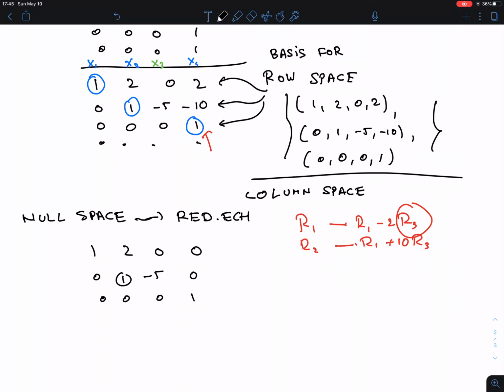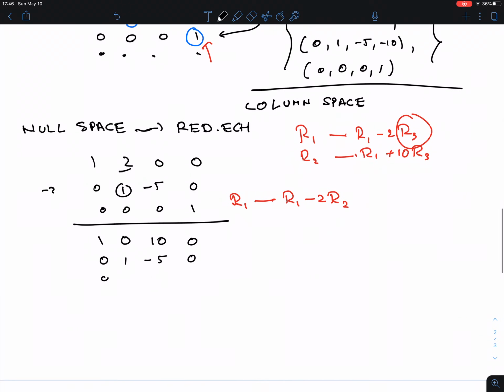Good. Now the only thing is the 2 above this one has to be gone, so we have to do one more row operation. That is row 1 minus 2 times row 2. So I'm going to do this minus 2 and add up. So I get 1, 0, 10, 0, 0, 1, negative 5, 0, 0, 0, 0, 1. So again, remember we have these 3 pivots. We already analyzed this, but let me do it again. And the free variable is x3.